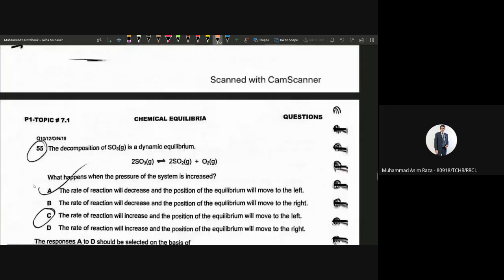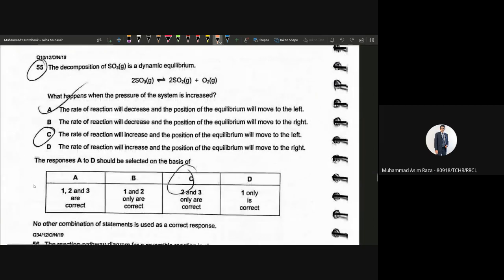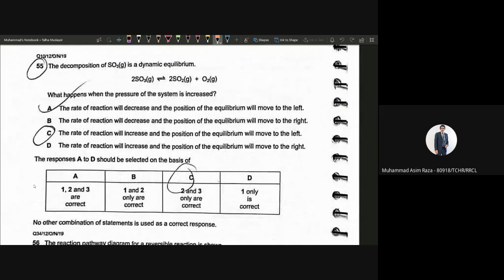Same goes for this. इसको अब ट्राई करना आप। अब यहाँ what happens when pressure of the system is increased? तो ठीक है, rate of reaction will increase, definitely molecules will come closer to each other, and equilibrium will shift towards the reactant side, because on the reactant side the number of moles of gases are less, ठीक है। So because the reactants are on the left hand side, therefore C is the right answer.